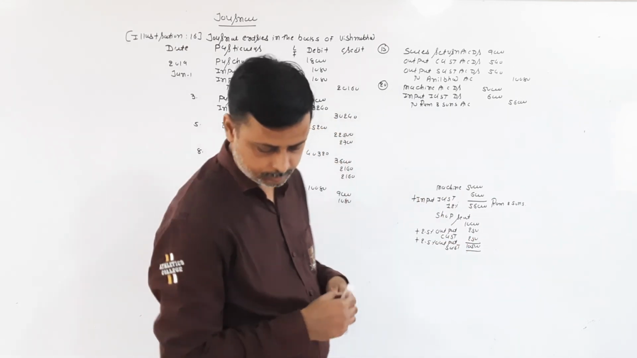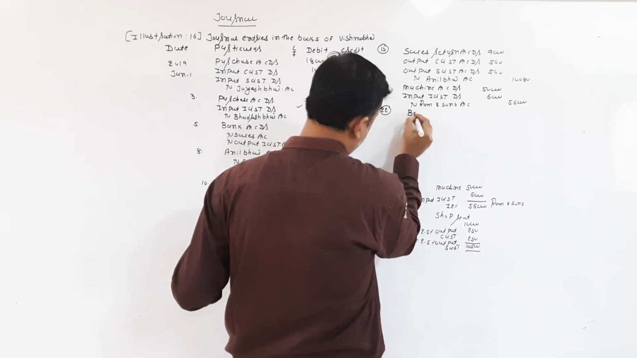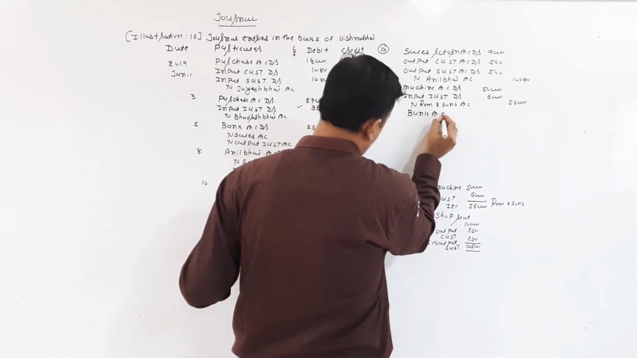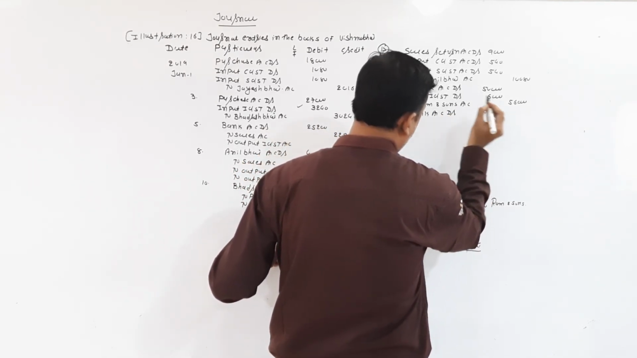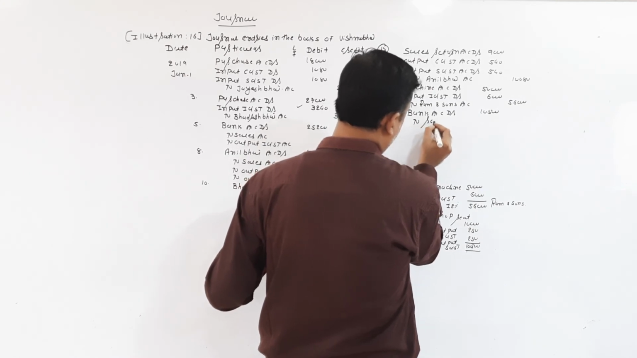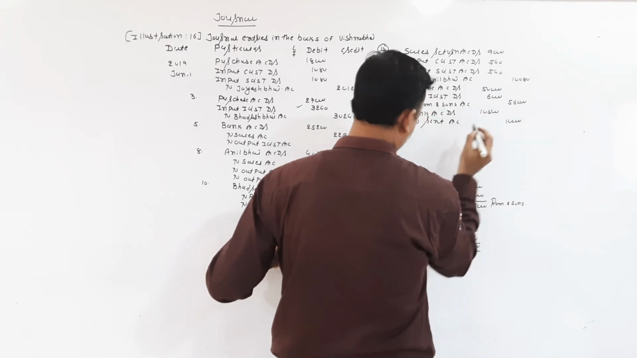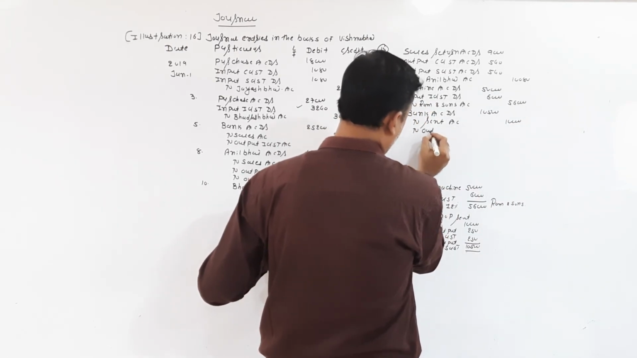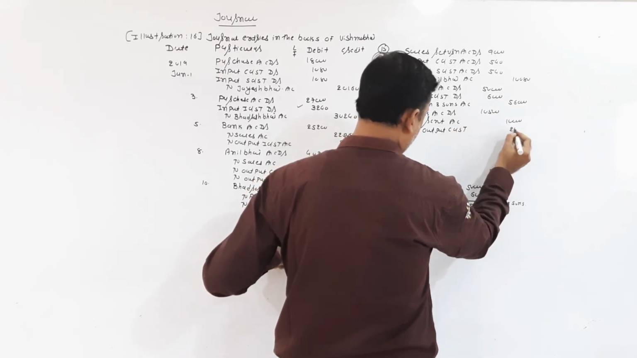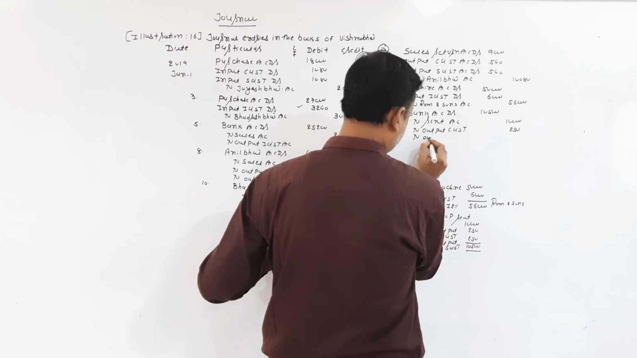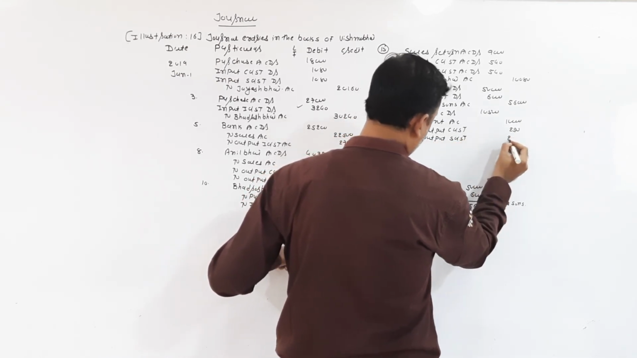Now 22. Bank account debit 10,500 to shop rent account 10,000, to output CGST 250, to output SGST 250.